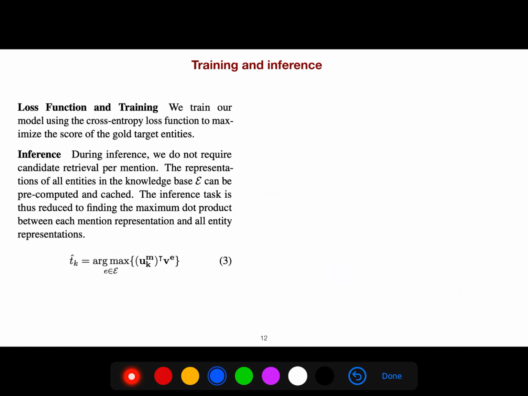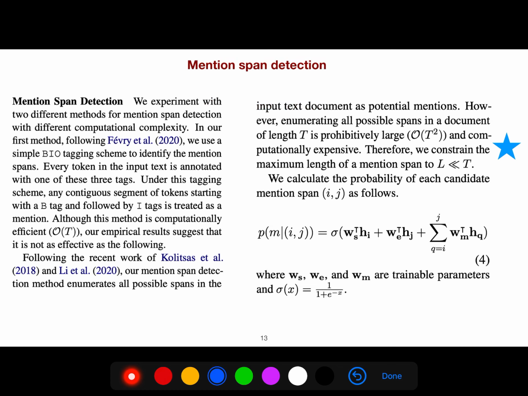And for the loss function in training, they train their model using cross-entropy loss to maximize the score of gold target entities. And for inference, we do not require candidate retrieval per mention. This is the gain that we get. The representations of all entities in the knowledge base can be pre-computed and cached. So the inference task is thus reduced to finding the maximum dot product between each mention representation and all entity representations.